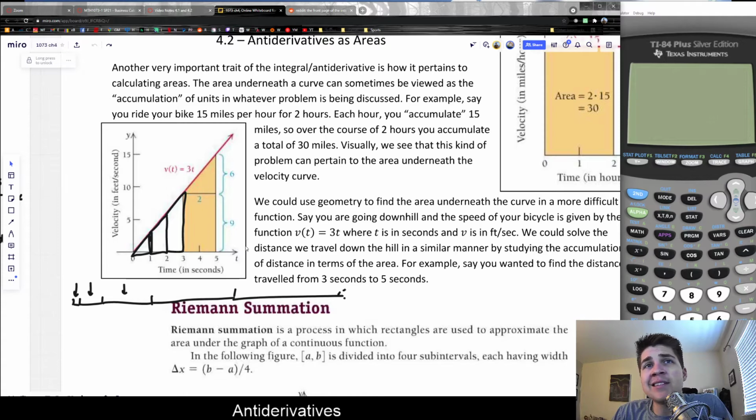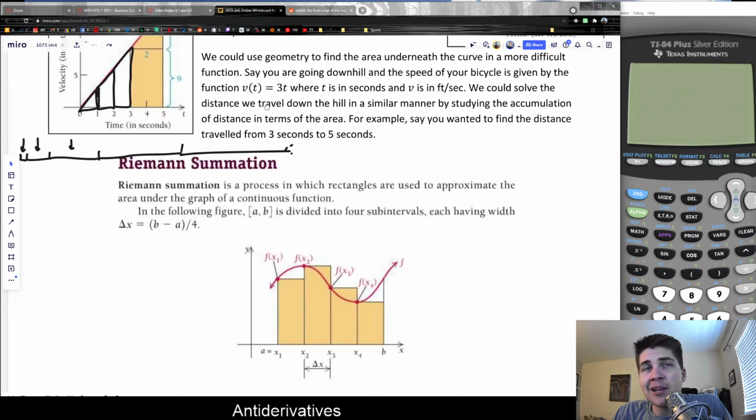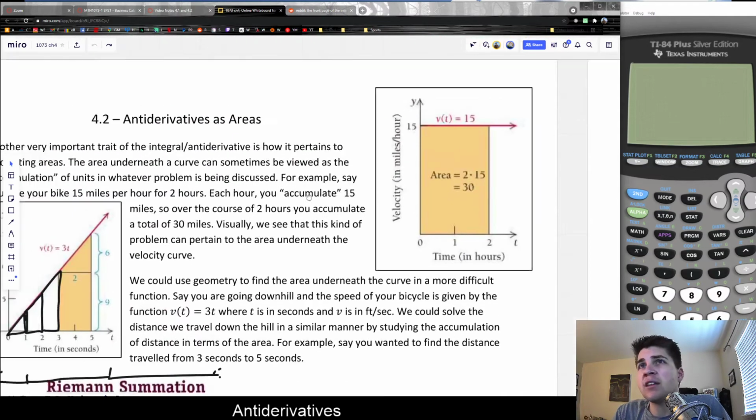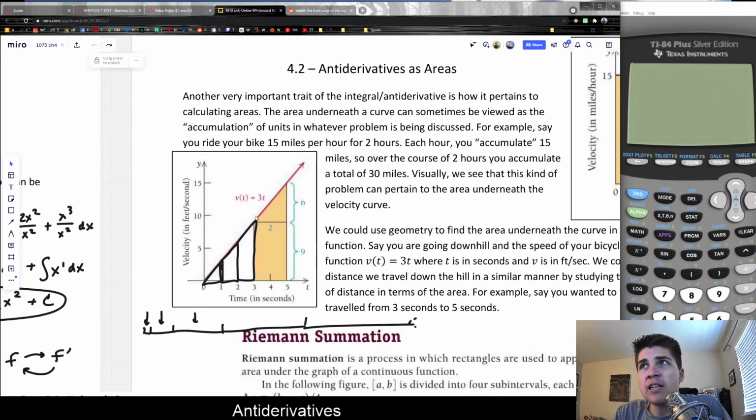So all this idea leads us to what we call Riemann summation. The point of this is trying to figure out how much area is underneath the curve. Like with a straight line or with a triangle, it's very easy to figure out the areas of these particular regions because they're either rectangles or triangles, and the formulas for those are very simple.